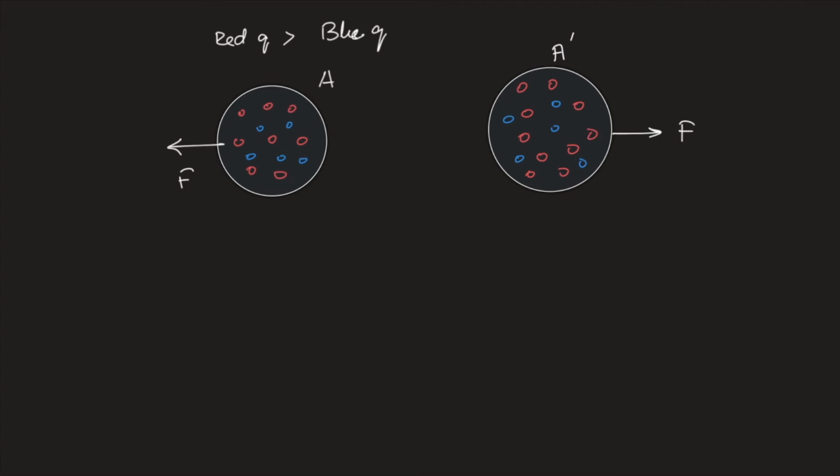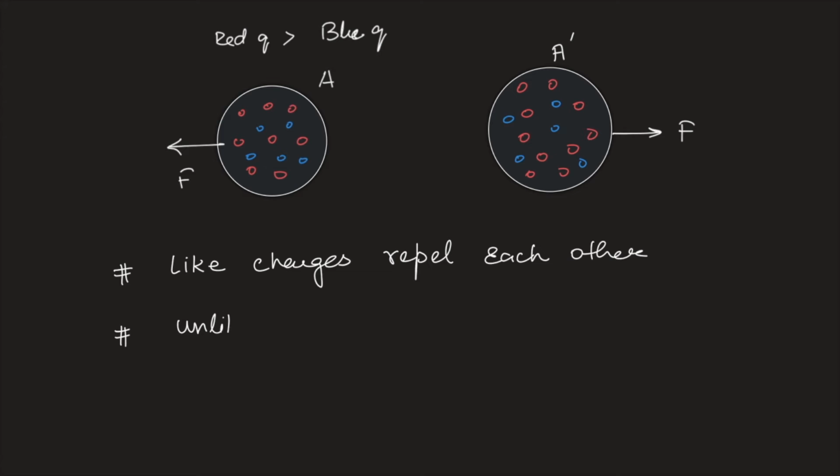So we come to the following two conclusions, that like charges repel each other and unlike charges attract each other. Like charges repel each other and unlike charges attract each other. And this is the fundamental theory behind the charges.